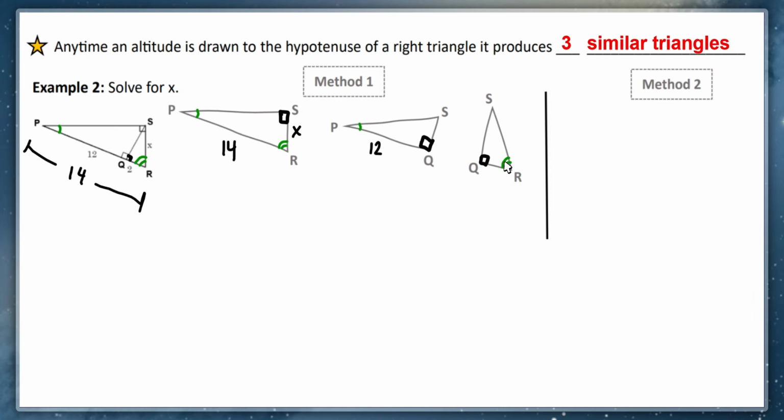And then the last triangle, SQR. QR, the bottom side, is 2. And then SR is X. So here are our triangles. We know that these three triangles are similar. So we're going to solve this the same way that we solved it in the previous chapter.